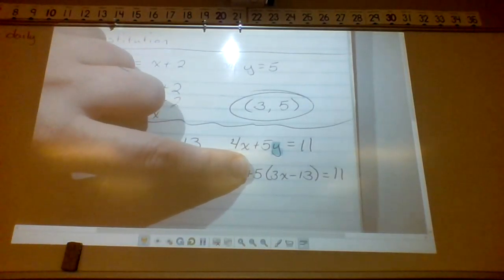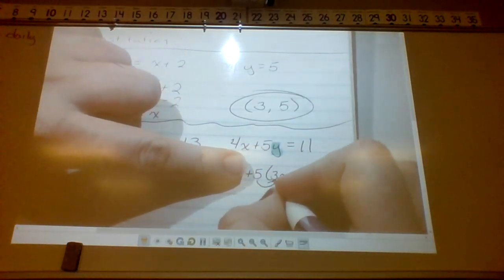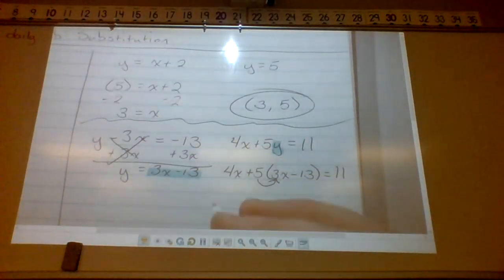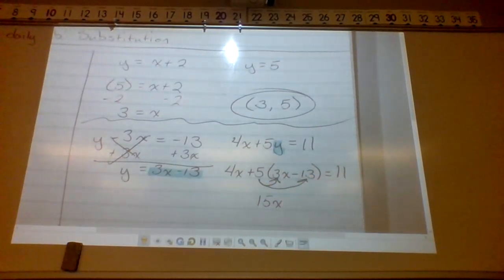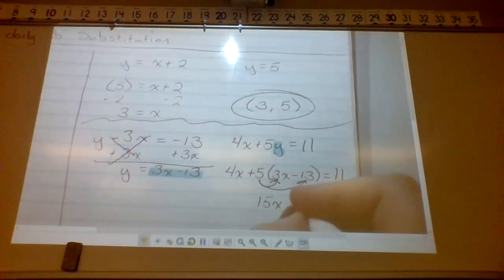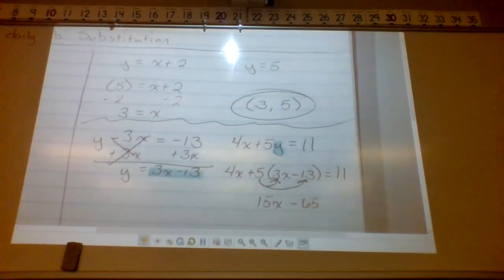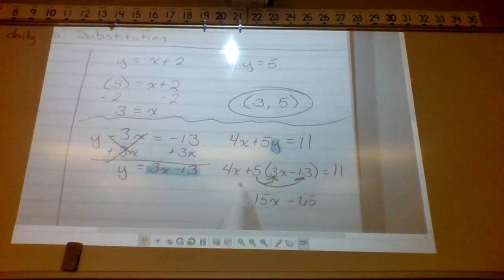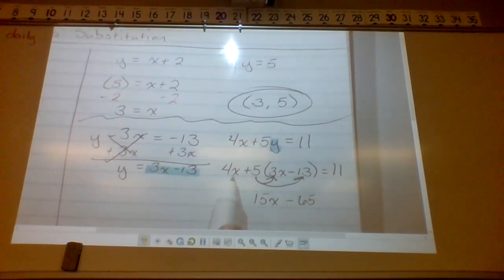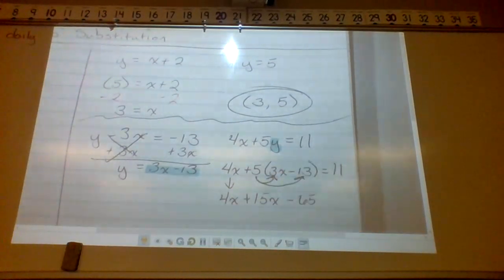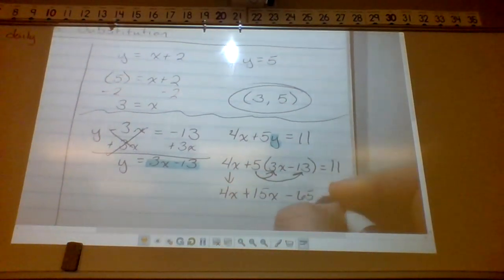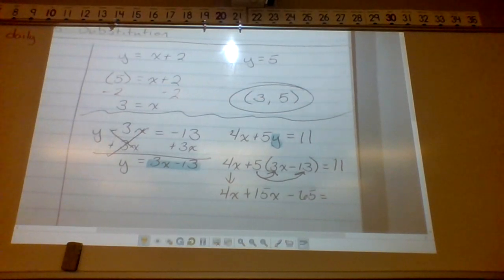So we are going to take, what is 5 times 3x? 15x. So we have 15x. What is 5 times a negative 13? Negative 65. What happens to this 4x? Right now we're just going to bring it down. 4x plus 15x minus 65 equals what? 11.